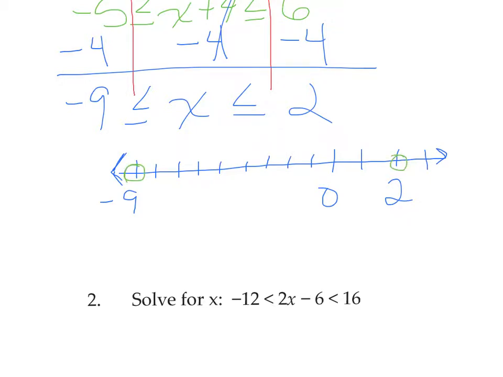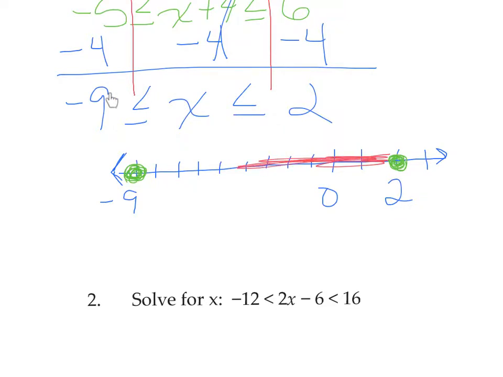And they're both closed because we have the equal to. So we should color them both in, or we could use brackets if we wanted to. And we're going to shade. I'm going to start with the x is less than or equal to 2. So I'm going to shade this part first. Less than 2 goes this way.